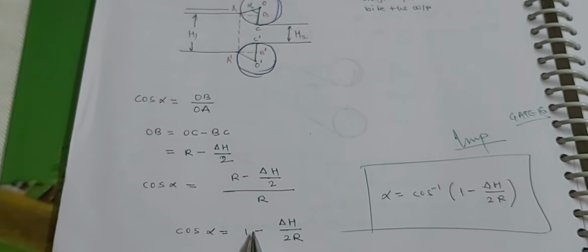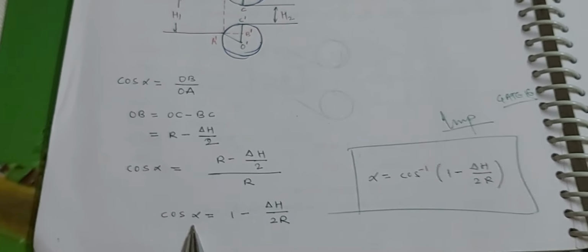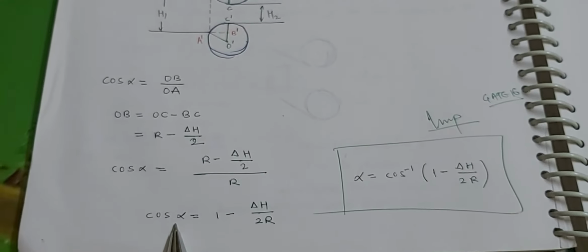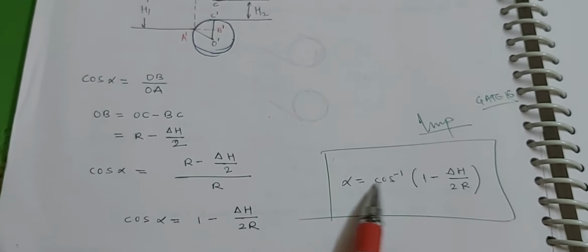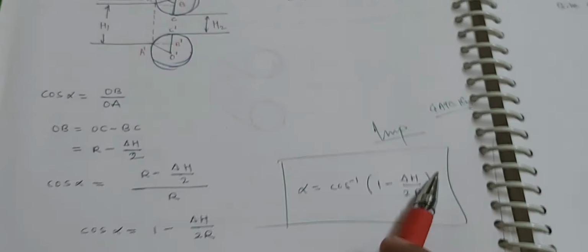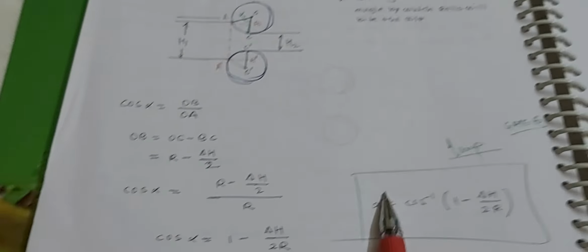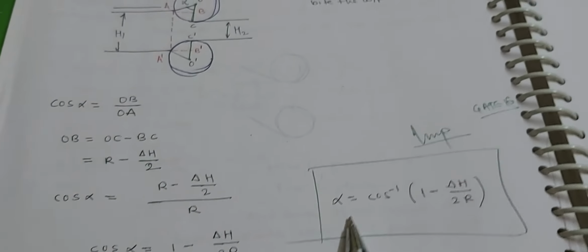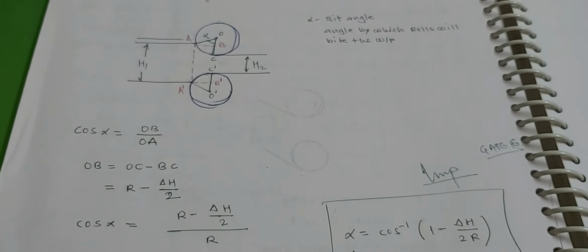So what we will get, 1 minus delta h by 2r, that is nothing but cos alpha. So alpha is equal to cos inverse of 1 minus delta h by twice r. This is the required expression for bite angle alpha, and this is the most important expression. From that alpha we can solve various types of numericals, and we can easily find out the bite angle for rolling operation.